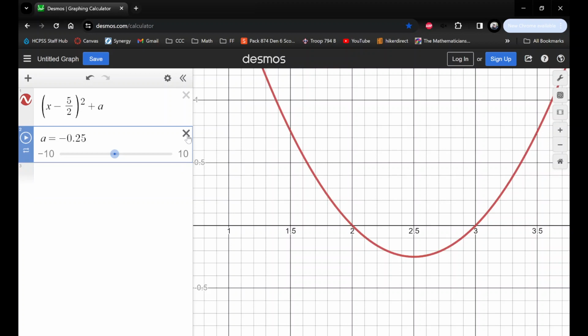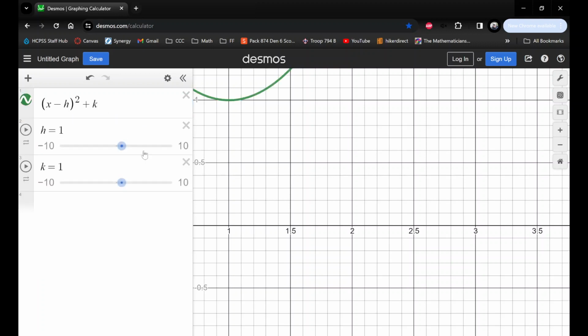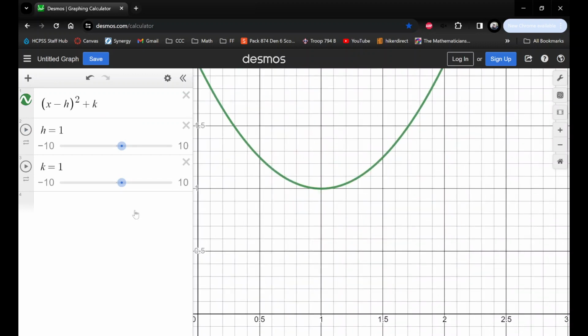All right, and while we're here, let's just go ahead and play with this a little bit. x minus h, plus k, and I'll make sliders for those. All right, so right now, this graph is right here. Let's go ahead and plot the point h comma k, which is right there. You can see the vertex.